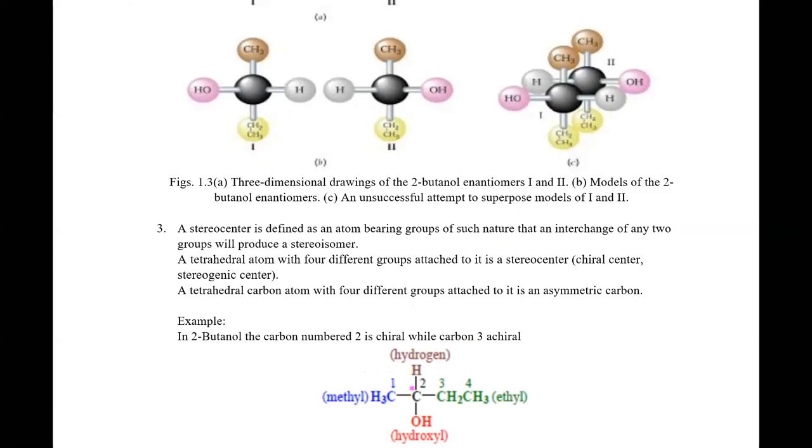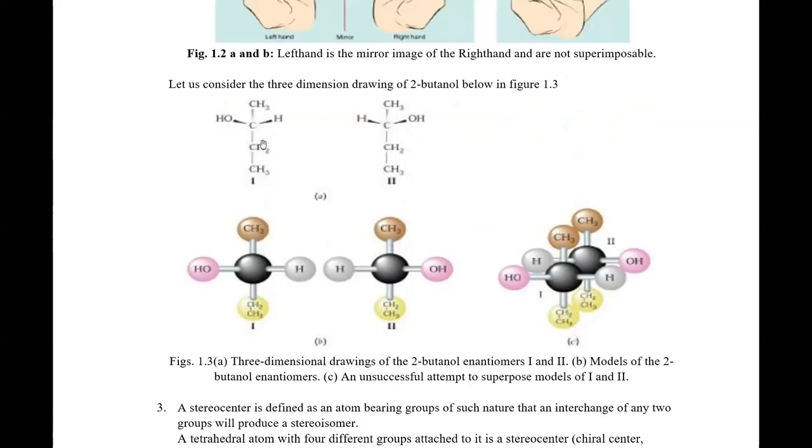Excuse me, I have a question. On example B, is that an example of an enantiomer or a diastereomer? Which example? This one, 1 and 2? Yes. These are enantiomers.